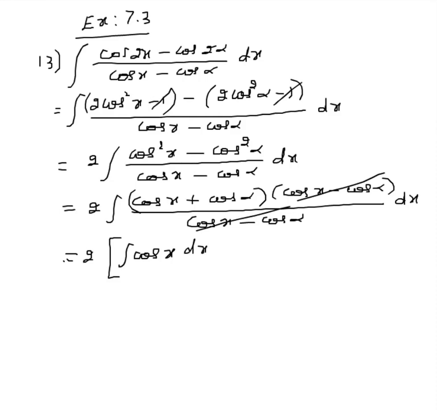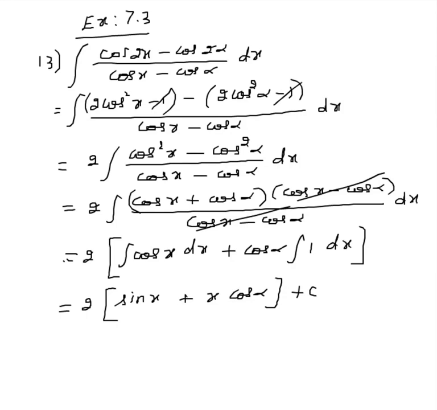And cos alpha is a constant. Alpha is a constant, therefore cos alpha is also a constant, which can be taken outside the integral. It becomes 1 dx, the second term. Let us integrate and write. Integral of cos x is sine x plus integral of 1 is x into cos alpha, and plus c. We have different methods to do this question, but the final answer will be the same.